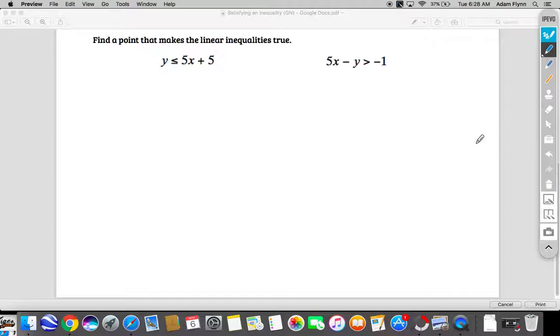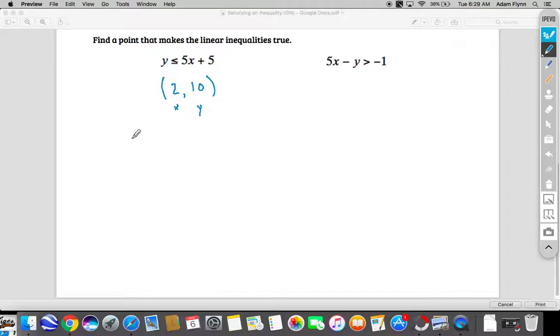So let's take a look at two examples. Find a point that makes the linear inequalities true. Okay, so taking a look at this one, I will plug in a random point. I need my y, whatever my y coordinate is, to be less than or equal to 5x plus 5. So let's say I try the point (2, 10). Remember, x always comes before y. And where did I get this point? I just picked it. Okay? There's no rhyme or reason for me picking (2, 10). I'm just taking a point and plugging it in to see if it will satisfy or make my inequality true.